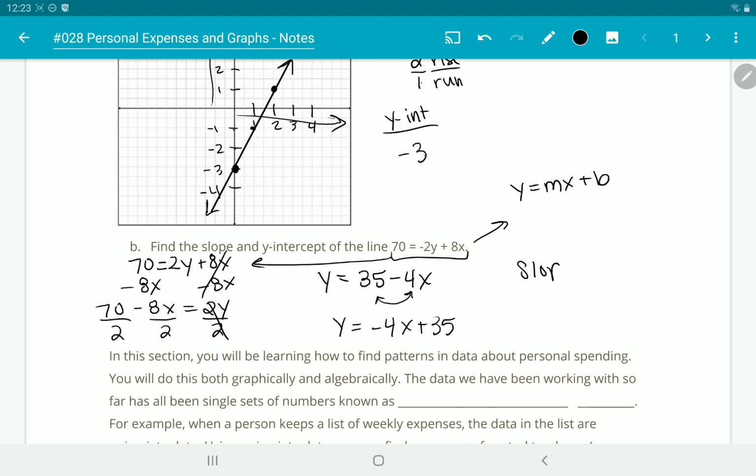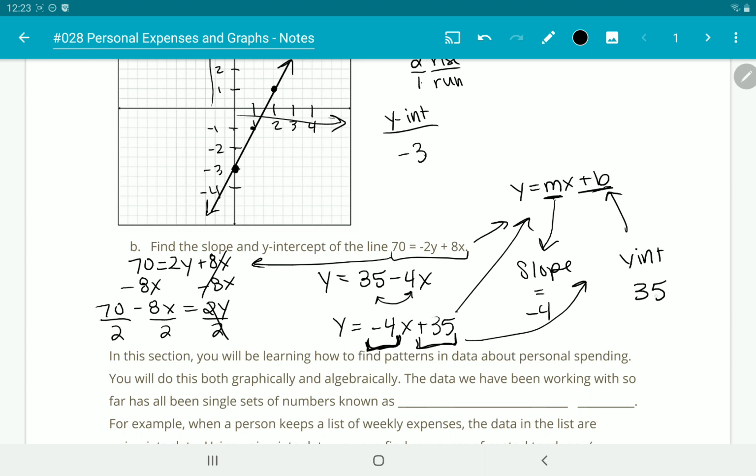So the slope, now that we have it in this y equals mx plus b form, is going to be the m. So the slope is this part that's multiplied by x, or the coefficient on x. So the slope is negative 4. And then the y-intercept is this b part, so whatever's added to the end. So we have this 35. So the slope is negative 4, and the y-intercept is 0, 35, because you don't go left or right any, and then you go up 35 to find that point.